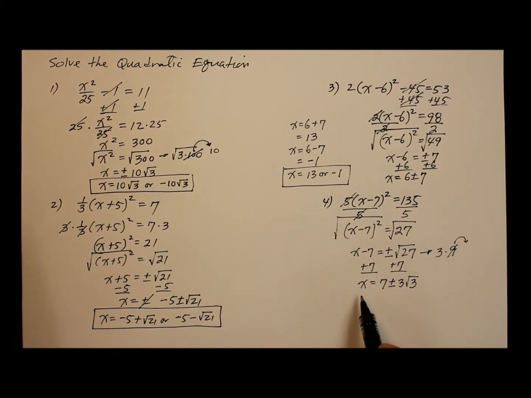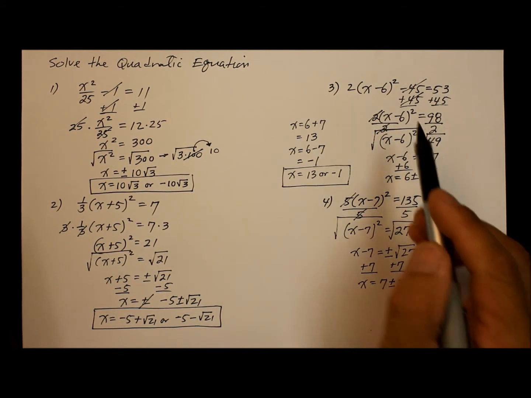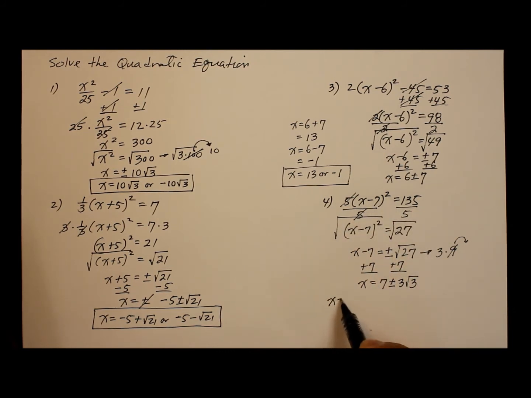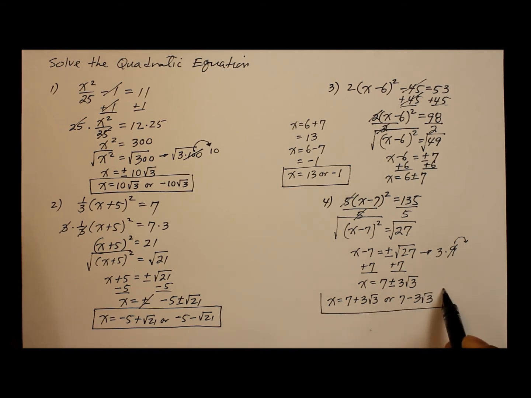So when they ask you what's the final answer, what's the x that would make this equation true? Well, one of the answers for x has to be 7 plus 3 square root of 3. And the other possible solution is 7 minus 3 square root of 3. And those are your 2 solutions for that. There you have it. Exciting stuff.